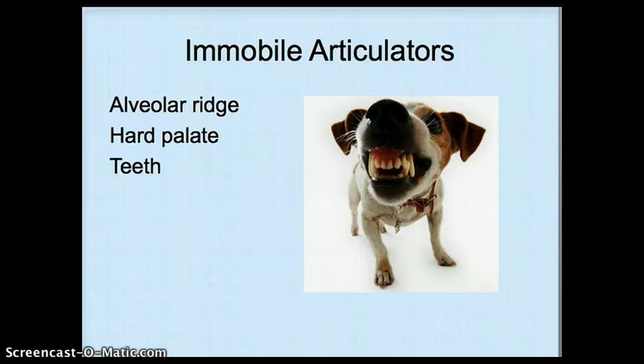Now the immobile articulators that we use to produce sounds are the alveolar ridge, which is the little bump that's right behind your upper teeth, the hard palate, which is right beyond the alveolar ridge, and your teeth.